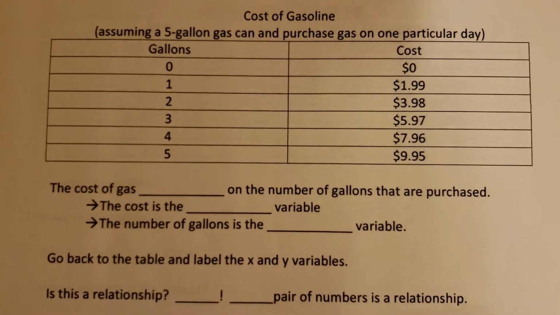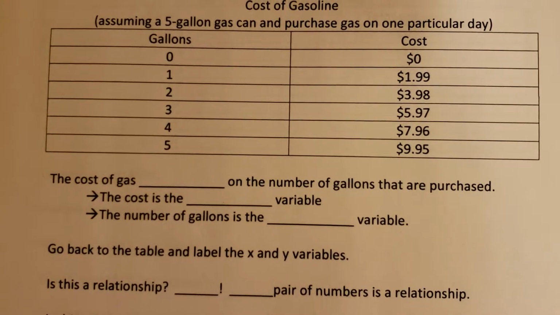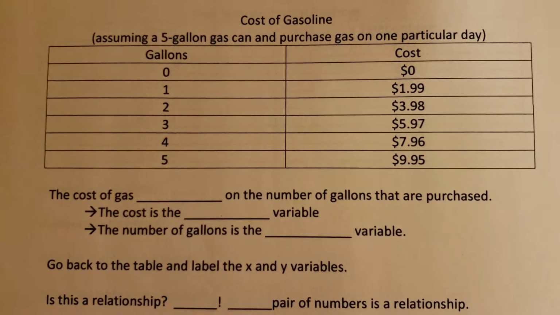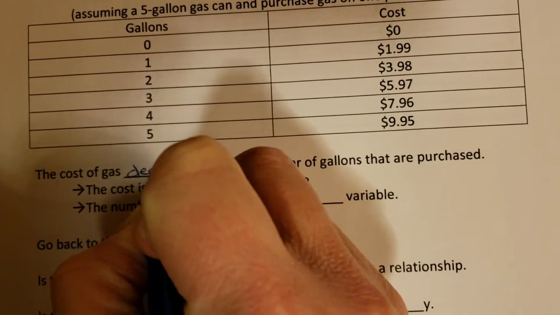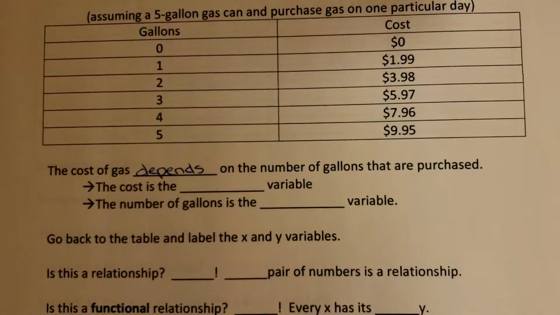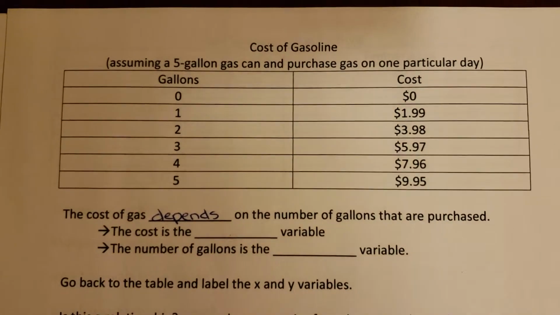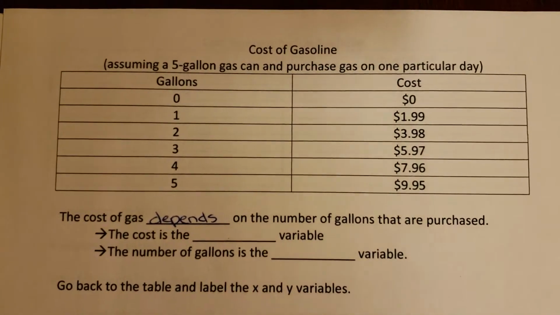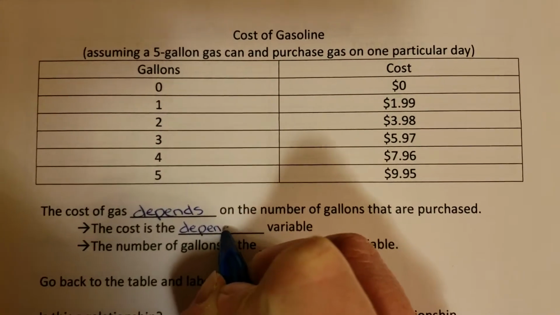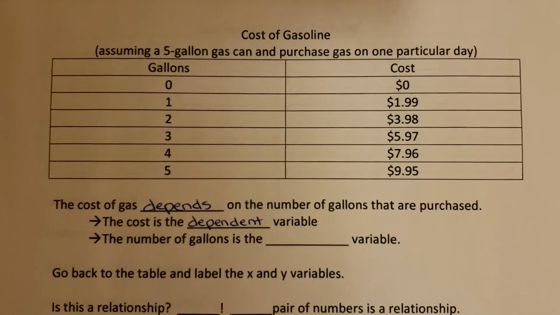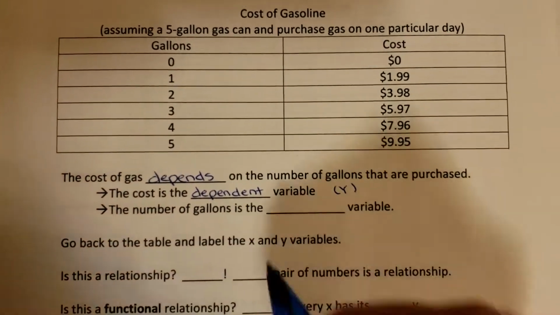So this is the number of gallons. That's the number of gas. If you look at that for a second, what's the cost per gallon of gas? Yeah, $1.99. Okay, so the cost of gas depends, obviously, on the number of gallons that you purchase. So if you purchase not very much gas, it's not going to cost as much money. If you're going to buy a bunch of gas, it's going to cost more money. And so that means that the cost is the dependent variable because it depends on how much gas you buy. So we know that's going to be the Y, right? And so that means the number of gallons is the independent variable.